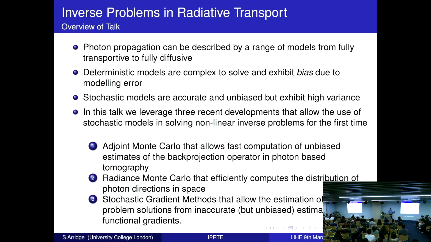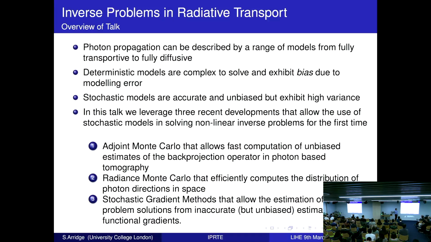On the other hand, there are classes of stochastic model that are arbitrarily accurate, in the sense that they converge to an exact solution in the limit of an infinite number of samples, which of course is not possible, but they are unbiased. So they will have a mean around the true solution, but they may have high variance. So what I want to talk about is nonlinear problems in photon-based inverse problems.